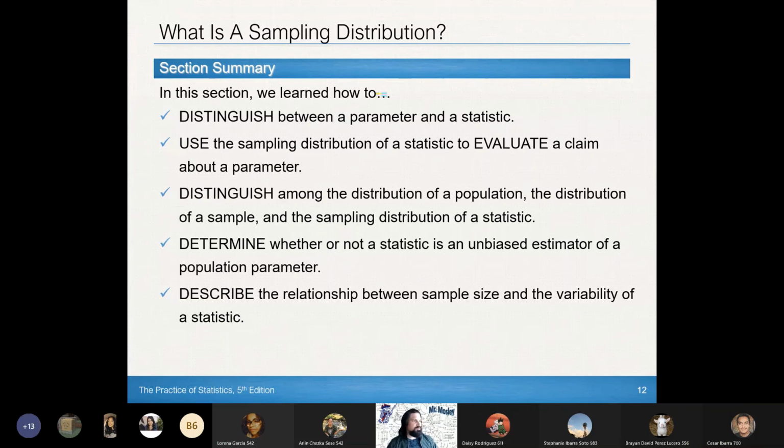We can distinguish among the distribution of a population, distribution of a sample, and sampling distribution. Those are 3 different things, though they are related. We can determine whether or not a statistic is an unbiased estimator of a population parameter. And we can describe the relationship between sample size and variability of a statistic. Larger sample, less variability.